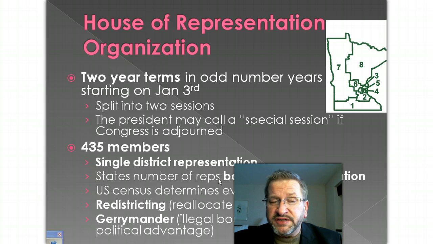Now, if you redistrict to make those districts have the same number of people, but you do it in order to take advantage politically, that's called gerrymandering, and that's illegal. It's difficult to prove gerrymandering unless there are very obvious boundary shapes that are clearly drawn to give a party a political advantage. But nevertheless, it still happens.